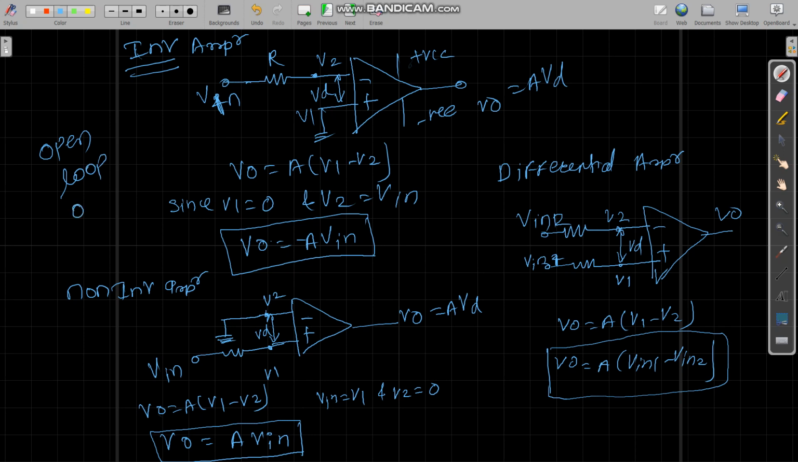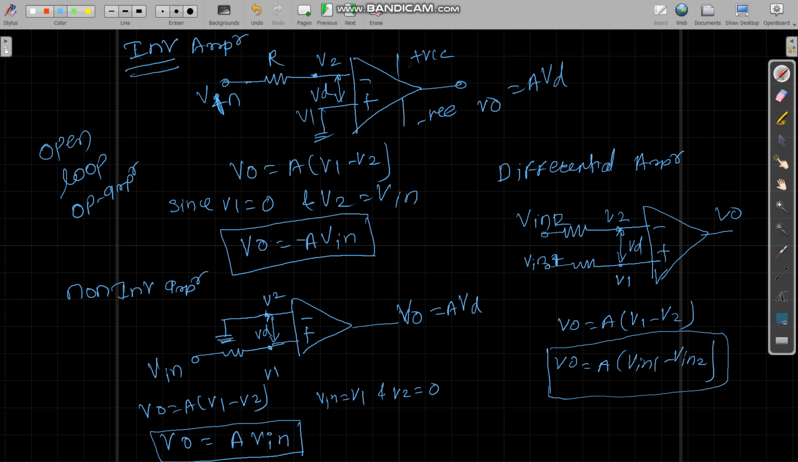In this open loop op amp, for the non-inverting amplifier, you can see I have applied the input through the resistor to the positive terminal of the op amp, and the negative terminal of the op amp is grounded. The output voltage equation remains the same: output voltage equals open loop gain times differential voltage. Now VD is nothing but V1 minus V2. V2 here is 0, and V1 equals Vin. Therefore my equation will be V naught equals A Vin.